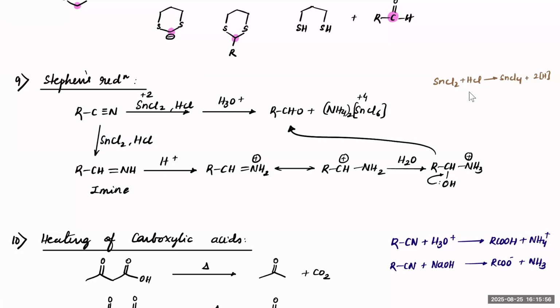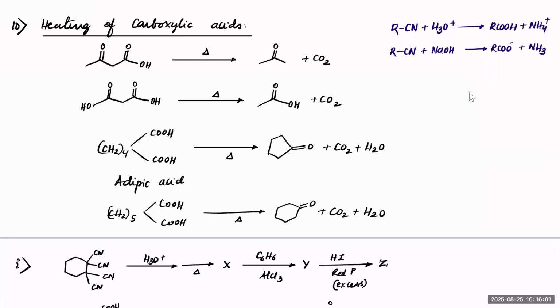Clear? Right? Okay. See the next one. Now this is what I was talking about. Heating carboxylic acids. If you have alpha and beta here, you can see this is a beta keto acid. So when you have beta keto acids, as you heat, this CO2 will come out.